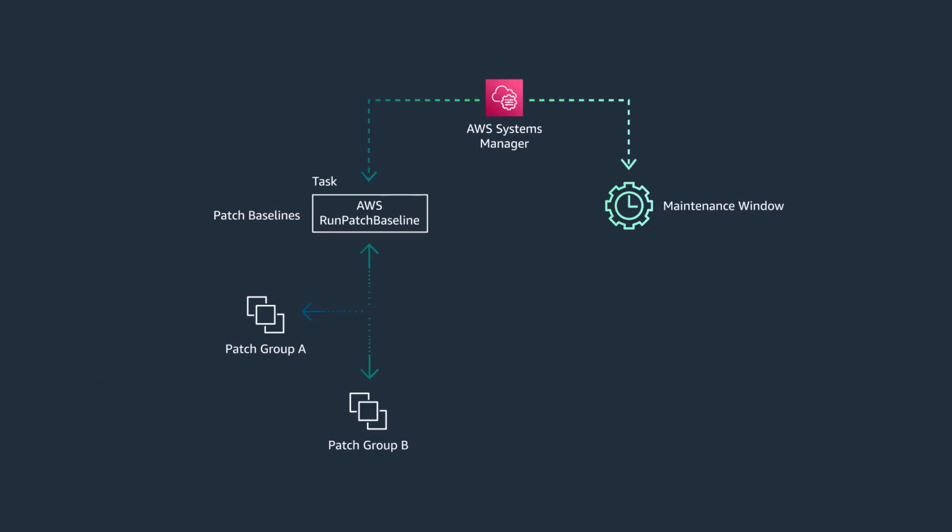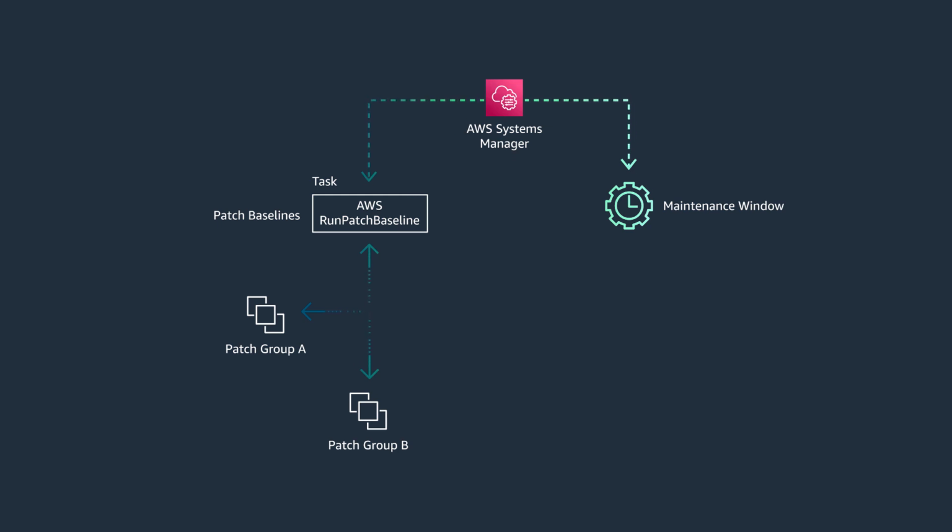You can also create your own patch baseline. By using different auto-approval delays for different patch groups, you can deploy patches at a different rate to different instances. You can select the patch baseline that you want to use to patch different patch groups.